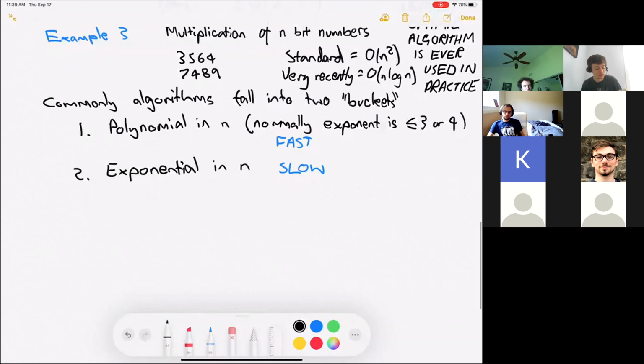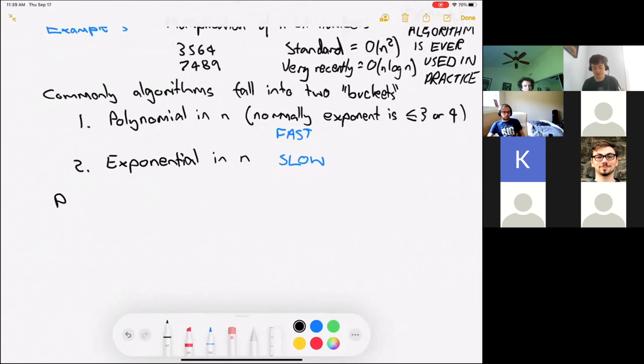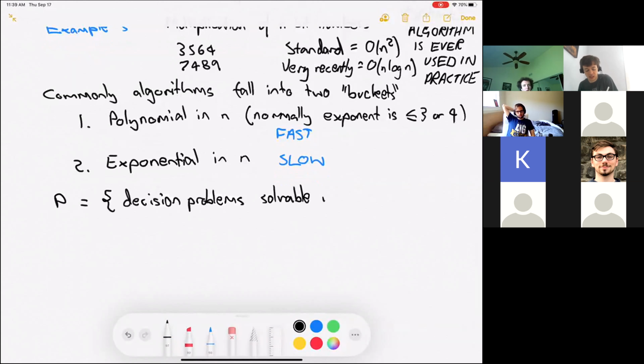Okay? So this leads to our definition of the complexity class P, which is just defined as the set of decision problems, although we also informally use it to define the analogous classes of function problems and other things like that. And it's decision problems that are solvable in polynomial number of steps, or polynomial time. And it's polynomial with respect to the input size.